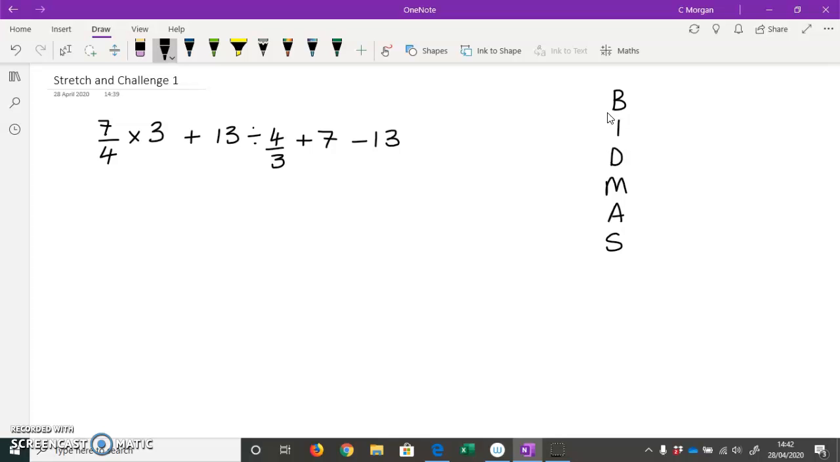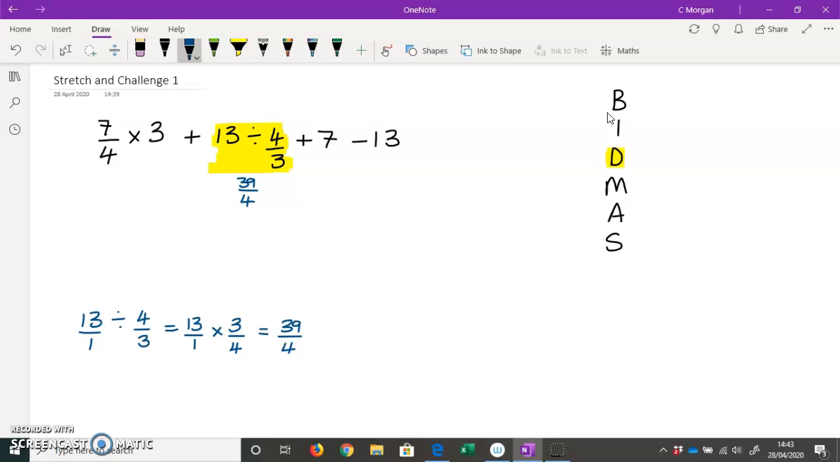So if I have a look in this first example, I can see that I've got some division to do before I get on with anything else. So I'm just going to highlight that division that I'm going to need to do first. And over in a different section of the page, I'm going to do that division. So I'm going to do 13 divided by 4/3. Now, from my last piece of work, dividing fractions, I know that's the same as doing 13 multiplied by the reciprocal or the inverse of the second fraction. That means I've got 39 over 4. So I can see that my answer to that one is 39 over 4.